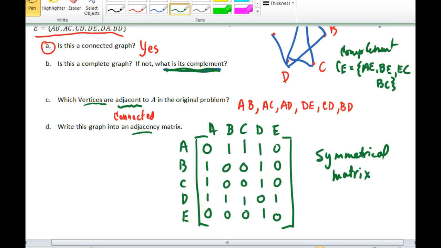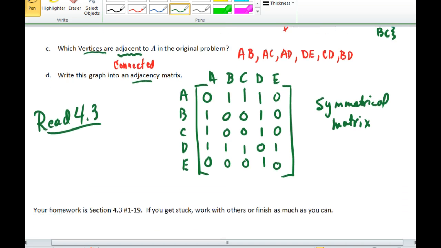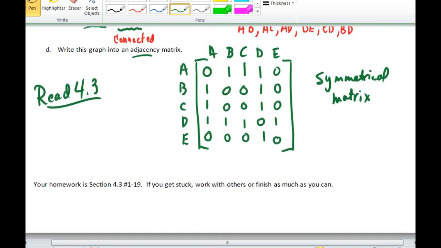Now, this gives you a little introduction. You must go ahead and read section 4.3, and then you're going to do the problems. But make sure that you read the section first. It gives you some different practical exercises in there. All right, thank you very much, and enjoy the work.